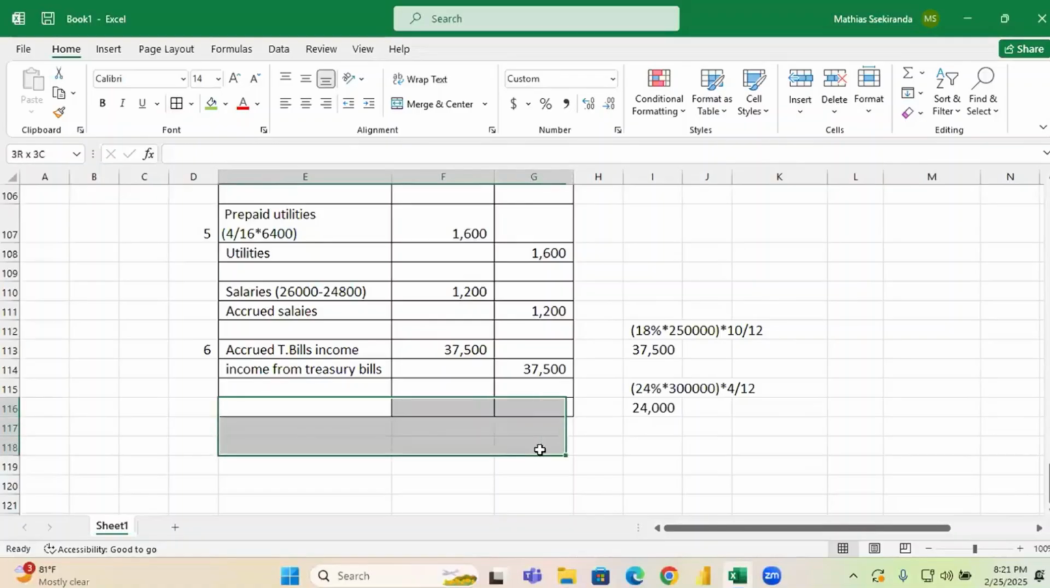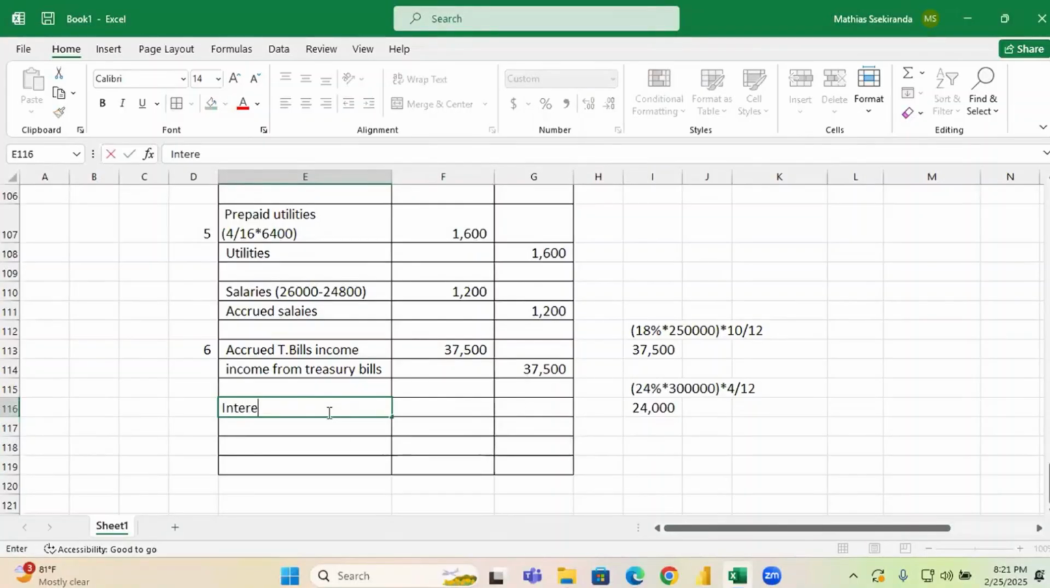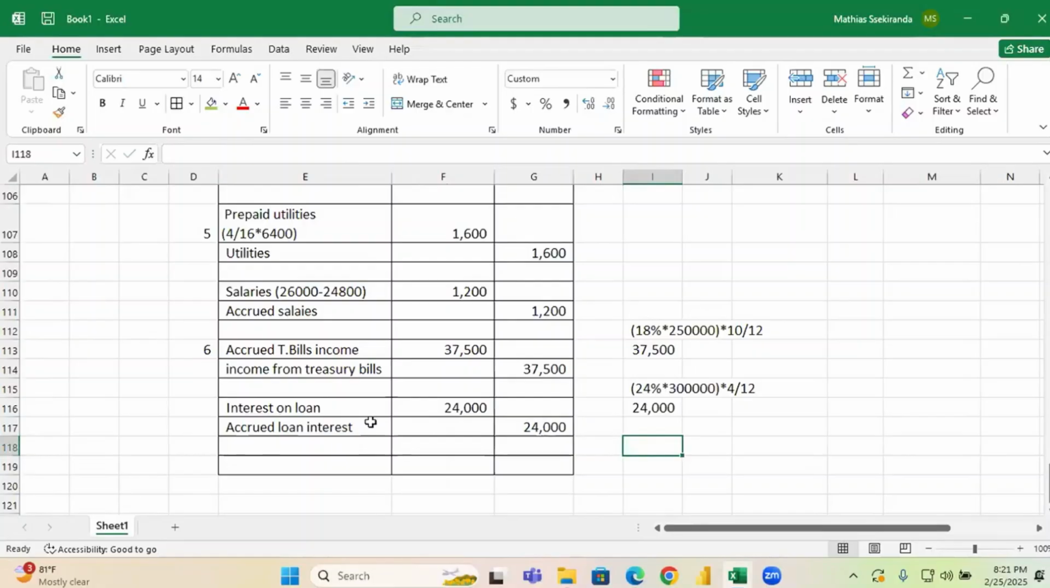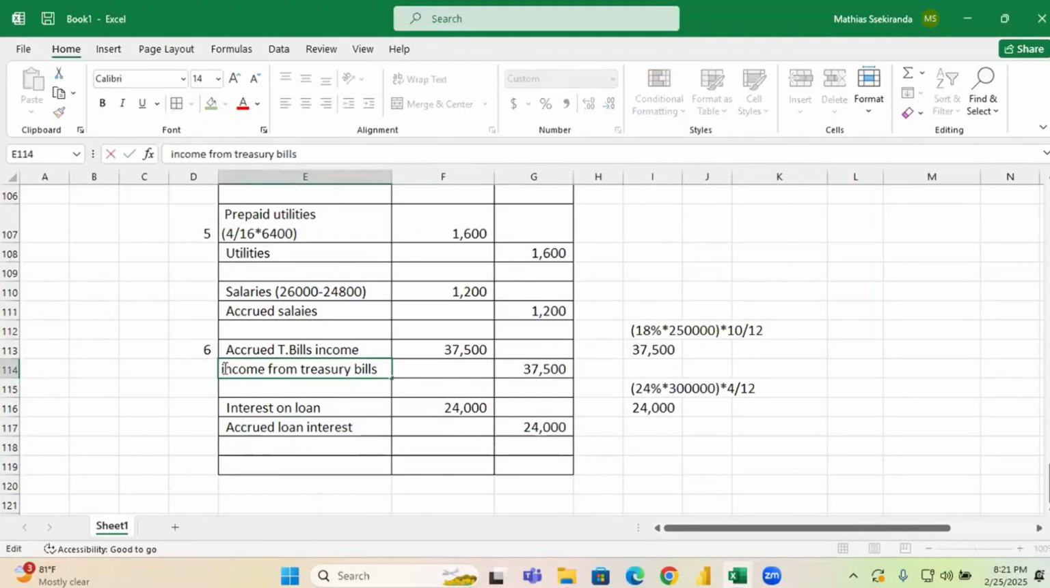So 24,000. Since it is an expense and it is an accrued expense, we shall debit interest on loan as an expense, and credit accrued loan interest as a liability, because it is an accrued expense. You have incurred the expense, but you've not yet paid for it. Whereas the first one, you have earned the income, but you've not yet received the cash, okay?